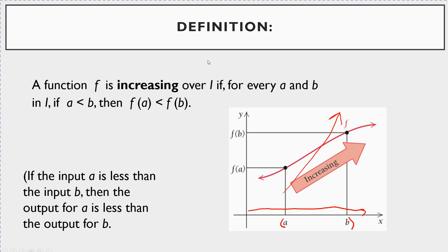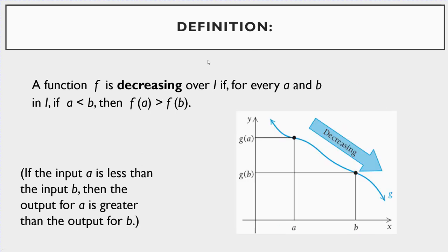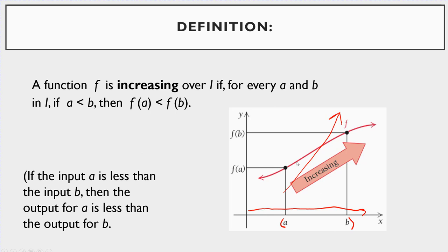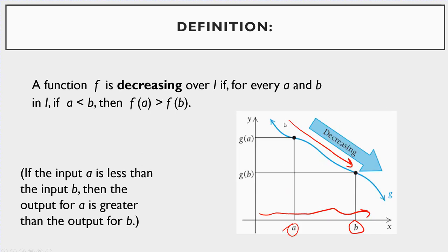The flip side is decreasing. A function f is decreasing over some interval I if for every a and b in the interval, if a is less than b, then f(a) is greater than f(b). So a function is decreasing over some specific interval if as you move to the right, the function goes down, which is exactly what you would think. It's increasing if as you go to the right the function goes up, and decreasing if as you go to the right the function goes down.